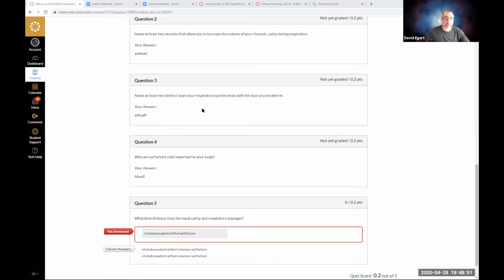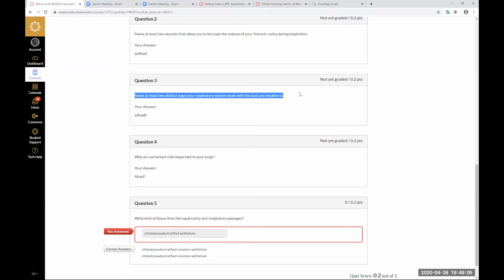And then it says, name 2 distinct ways your respiratory system can deal with the dust you breathe in. So we talked about a number of things going on here. The cilia with the sticky mucus. Exactly. We have that respiratory epithelium. It's got sticky mucus, which can trap the dust like a fly in fly paper or something. And then the cilia sweep it to the back of your throat so you can swallow it, get rid of it. What are some other ways we have to deal with dust you're breathing in?